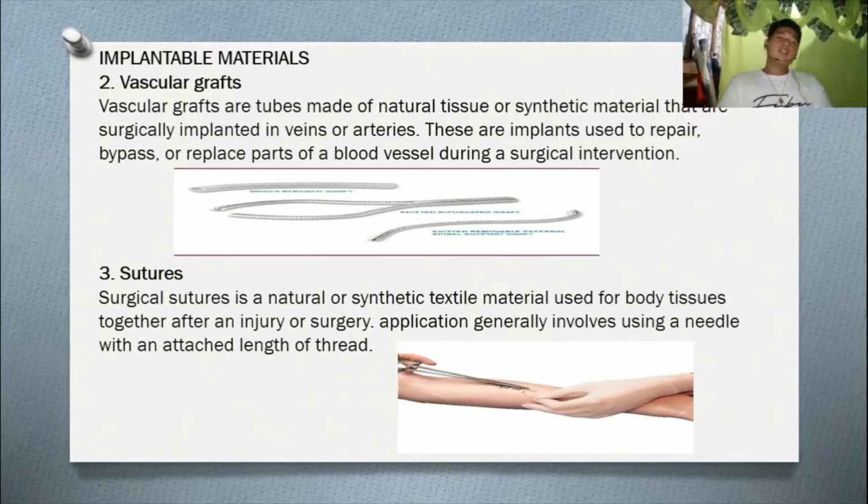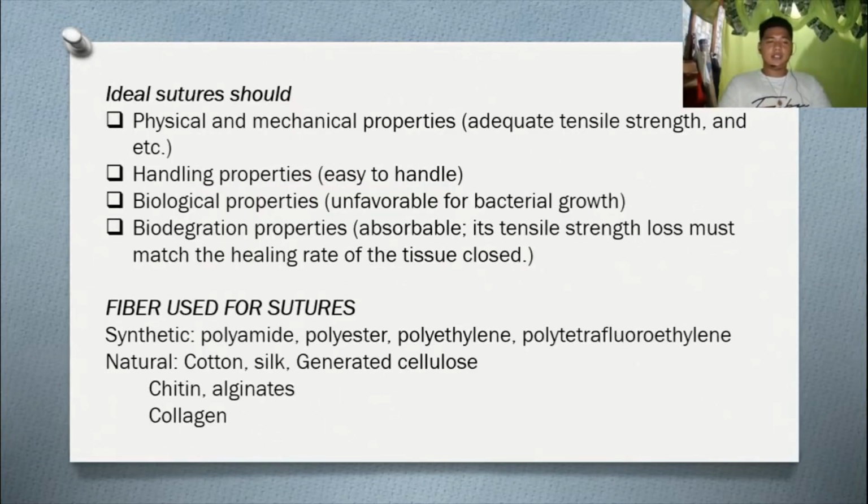And lastly, sutures. Surgical sutures is a natural or synthetic textile material used to hold body tissues together after an injury or a surgery. Application generally involves using a needle with an attached length of thread.